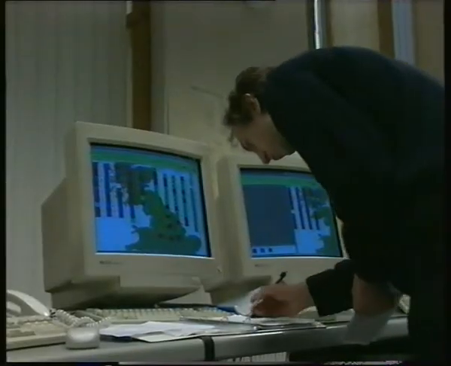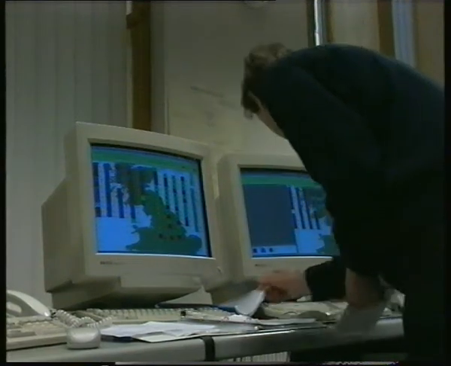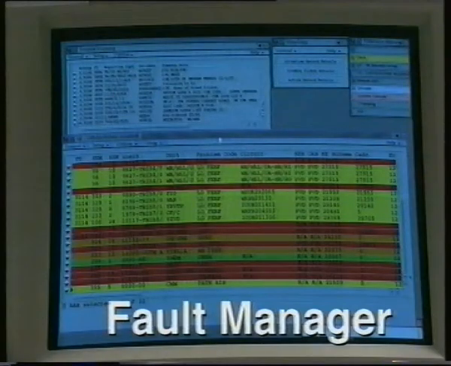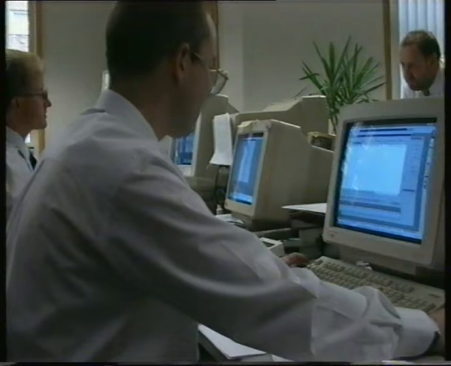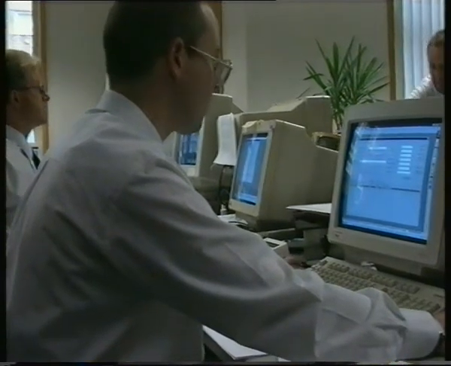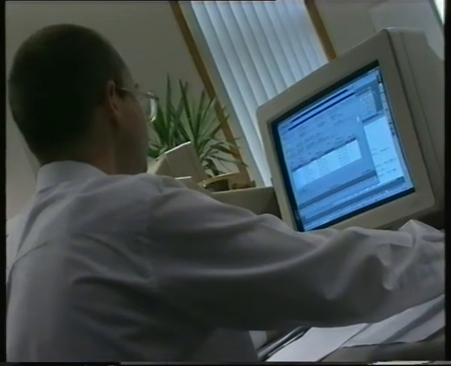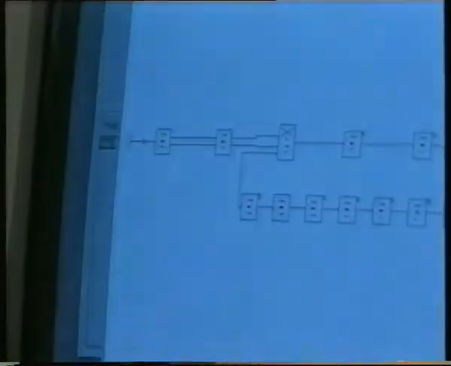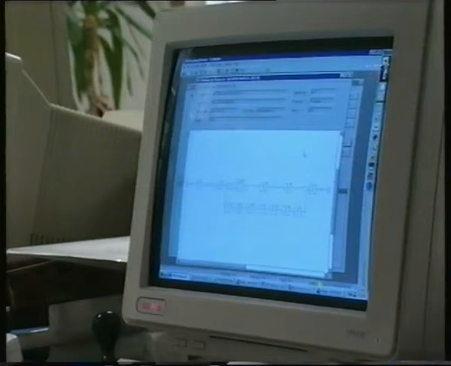Back in the NMC, there are a number of subsystems used to manage this network. We'll look at just two: PAX and Fault Manager. PAX stands for Planning, Assignment and Configuration System and is a database model of the complete SDH network. As its name suggests, this system is used to plan, assign equipment and remotely configure circuits through the network. In other words, by using PAX we can provide circuits over the SDH network without having to visit any station along the route. PAX can also provide a visual representation of the network by means of a graphical browser.